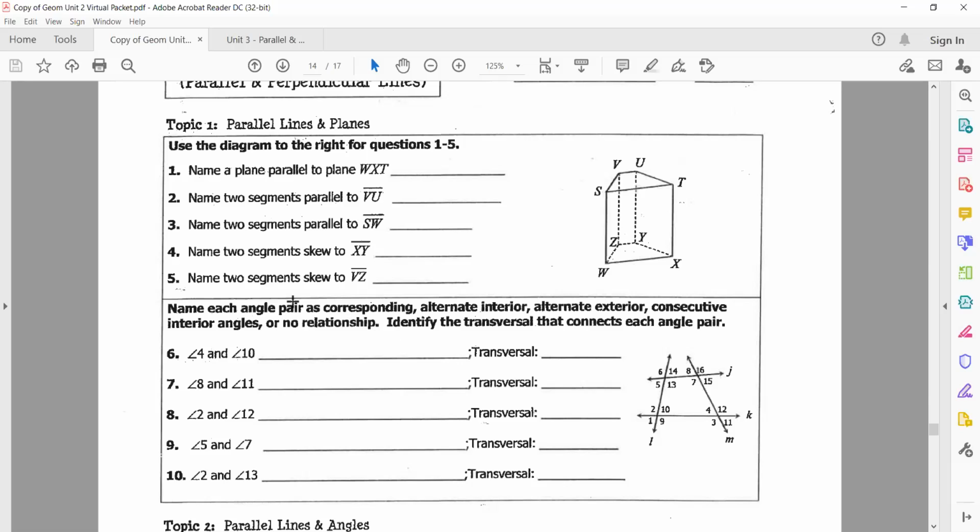So for sure, make your notes as clear as possible on these definitions, because they are going to be essential, in fact, critical, to be able to identify angle measures once we start getting into parallel lines and transversals. Anybody have questions about any of those definitions?